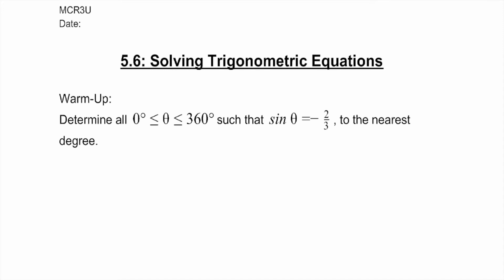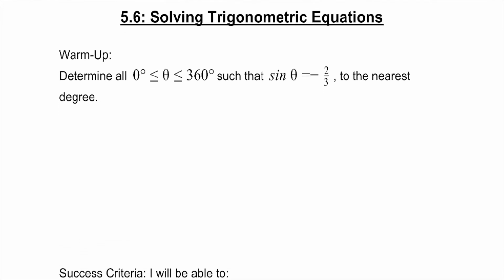So as a warm-up, let's go back to what we did in chapter 4 when we were given a question such as sine of theta is equal to minus 2/3. What is theta between 0 and 360? One of the things that we want to remember is that in order to get theta, we always need to get the reference angle. So we can never solve for theta directly. We can only solve for the reference angle.